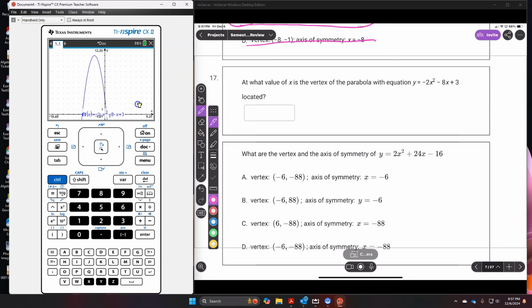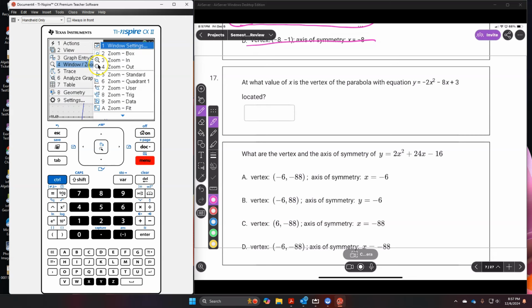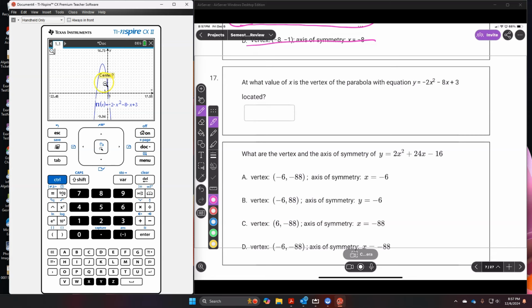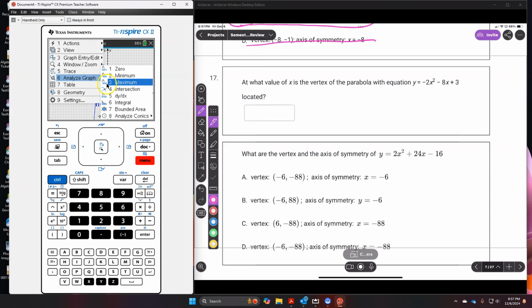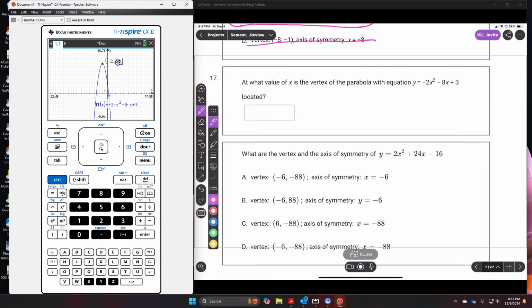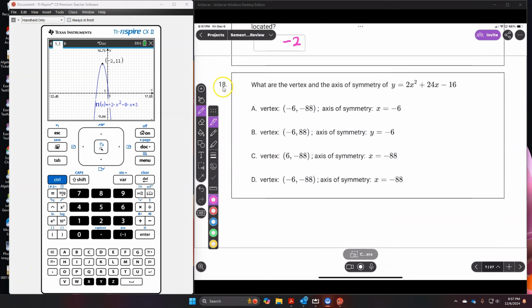And you might have to move this up or zoom, menu zoom out. Now remember, the vertex is at the highest point in this case. So analyze the graph, look for the maximum point. So what is the maximum point? It's -2, 11. Which is the x value? It's -2. So your answer is -2. That's what you would type in the calculator or in Eduforia.